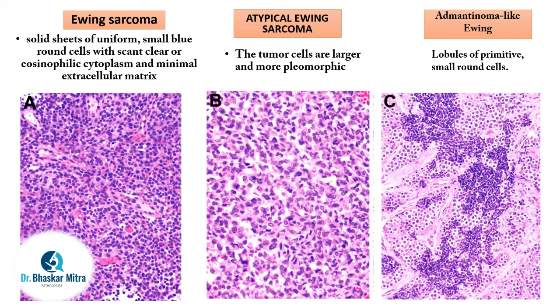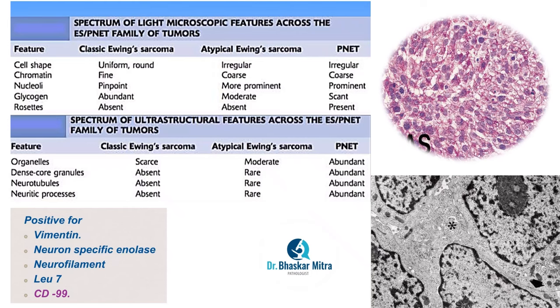Followed by, there is a group of atypical Ewing sarcoma, where the cells, in comparison to classical Ewing sarcoma, are a bit larger and more pleomorphic. In classical Ewing the cells are more monomorphic, while here the tumor cells are a bit more pleomorphic. And there may be adamantinoma-like Ewing sarcoma, where we can see lobules of primitive small round cells surrounded by bands of fibrous tissue. So the atypical Ewing group has irregular coarse nuclei, more prominent nucleoli, and a moderate amount of glycogen containing cytoplasm.